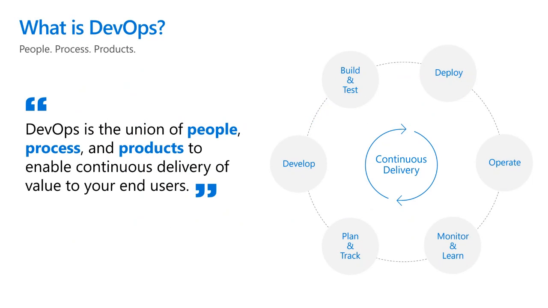So what is DevOps? If you look at the DevOps official definition, DevOps is the union of people, process, and products to enable continuous delivery of value to your end user. Now, in an easy way, DevOps is a culture which implements technology in order to promote collaboration between dev and ops team to deploy code to production. So this basically helps any company to deploy code to production to provide values to their end user.